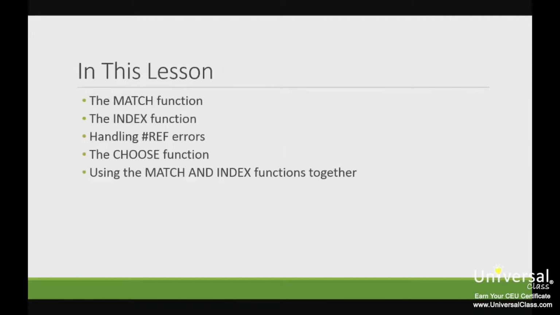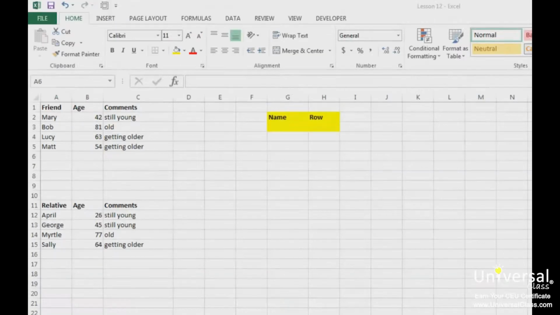In this lesson, we're going to talk about the match and index functions, handling ref errors, the choose function, and using the max and index functions together. The match function lets you check an item against a list and it will tell you where it appears in the list. Take a look at this spreadsheet here.